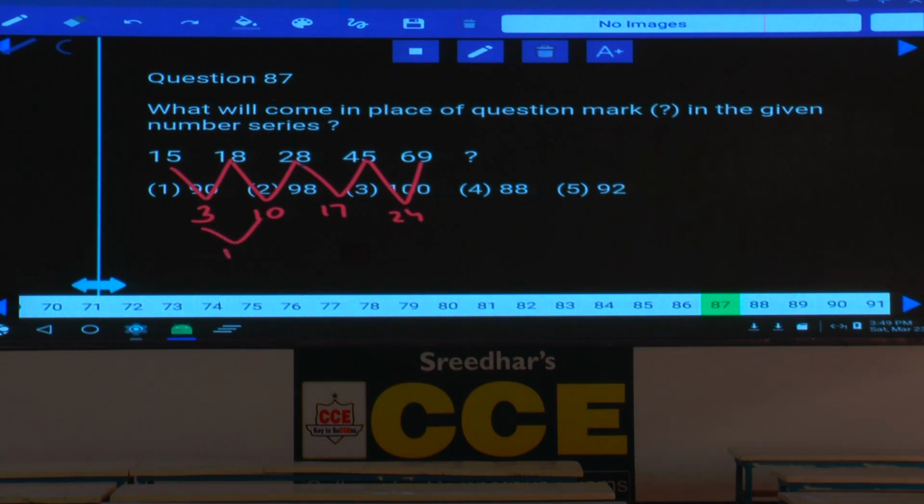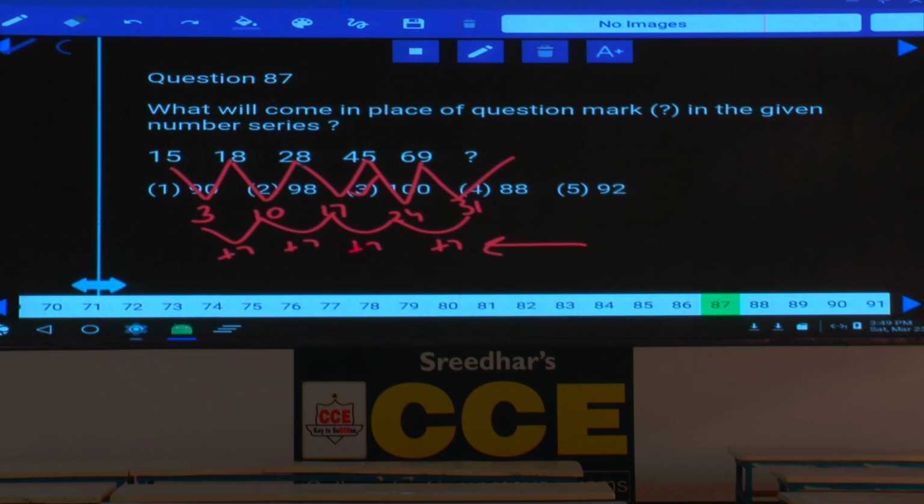Again 3 and 10, what is the difference? Plus 7. 10 and 17, again 7. 17 plus 7 is 24. 24 plus 7, then 31 should be added. 31 to be added to what? 69. 69 plus 31, what is the number here? 100. Choice 3. Done with this? Here the difference of difference is constant, that is 7 is added. And this is question number 52.